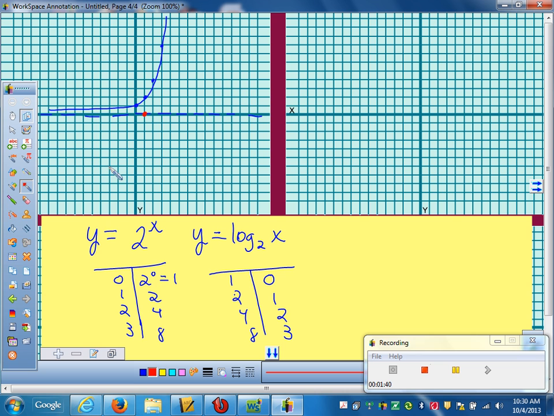1, because when I plot these points, 1, 0, then I would be over 2, up 1, over 4, up 2, and so on. So if I connect the dots, I've got a curve, but where else does it need to go? It goes down, and yes, the y-axis is now the asymptote.